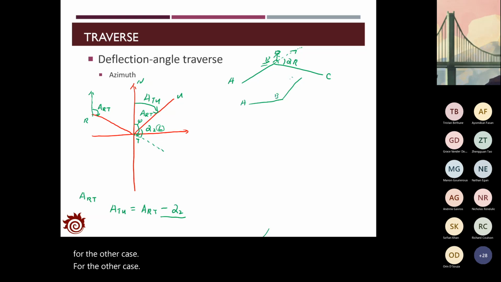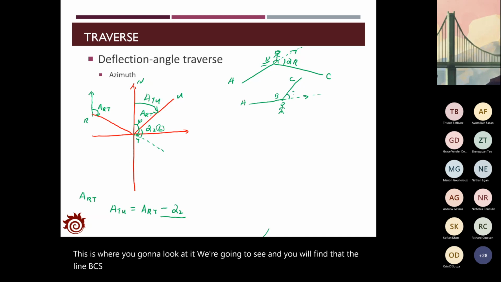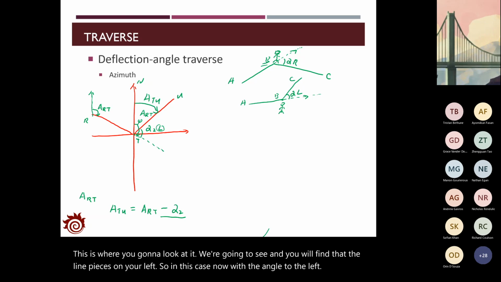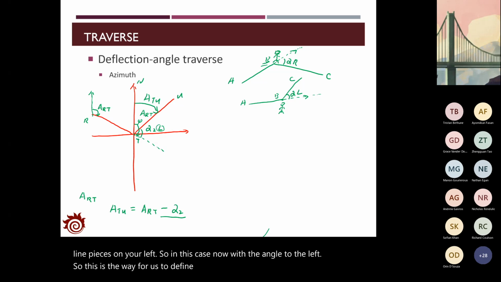A, B, and C, you stand at the point B, and you look at the extension. This is where you're going to look, and you will find that the line BC is on your left. So in this case, that will be the angle to the left. So this is the way for us to define the deflection angle. I hope this explains your questions.